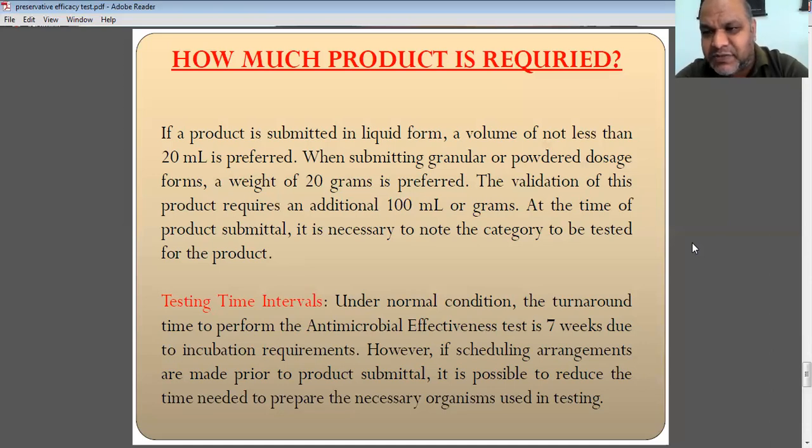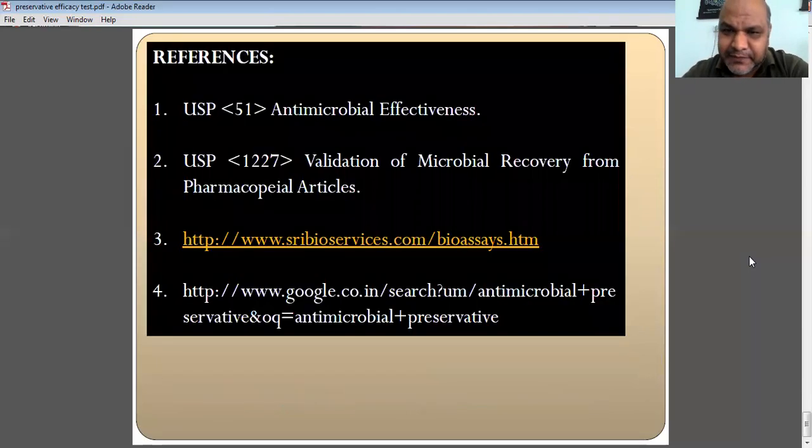If the substance which we are using is in a micro quantity, then it may be possible that the presence or the absence cannot be validated. So we have to take a sufficient amount of these materials which are going to be validated for the antimicrobial testings. Okay, so now the testing time interval. Under normal conditions, the turnaround time for the antimicrobial effectiveness test is 7 weeks, and it is only because of the incubation requirements. If scheduling arrangements are made prior, then it is possible to reduce the time needed to prepare the necessary organisms used in the testings.